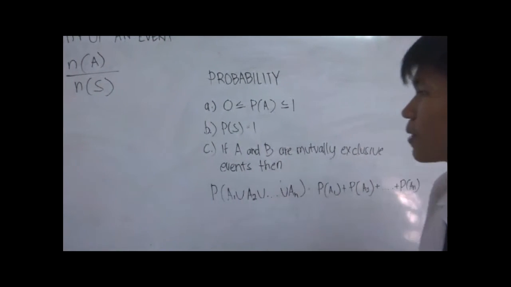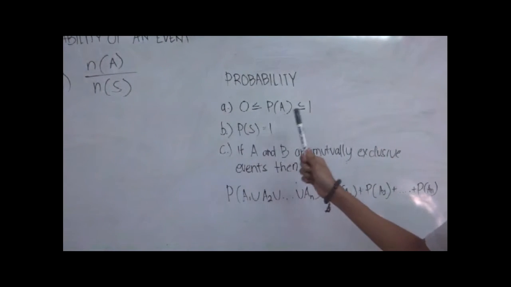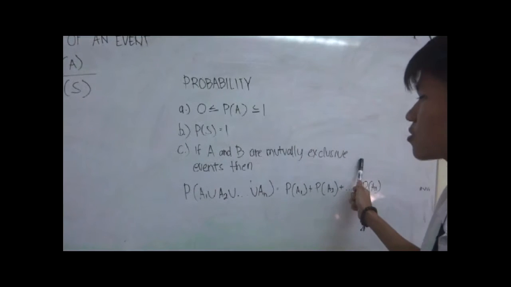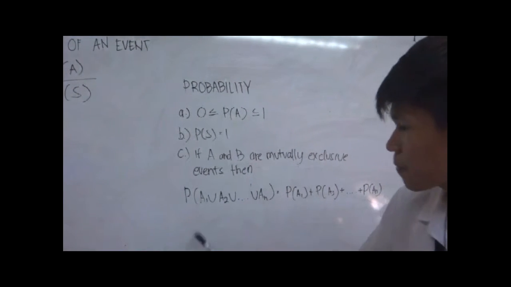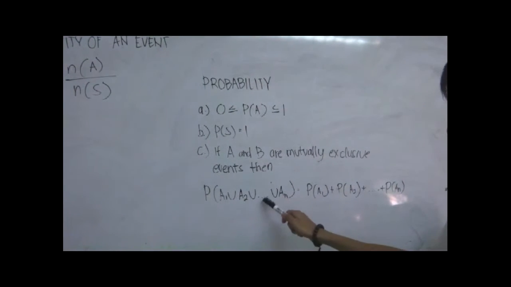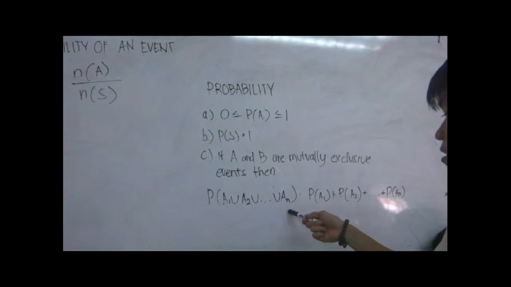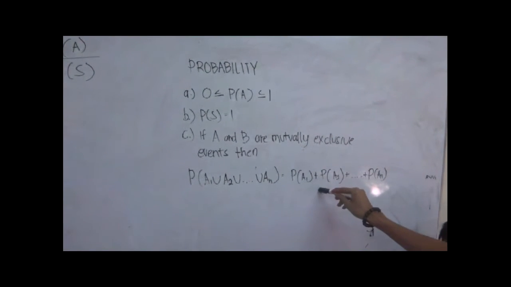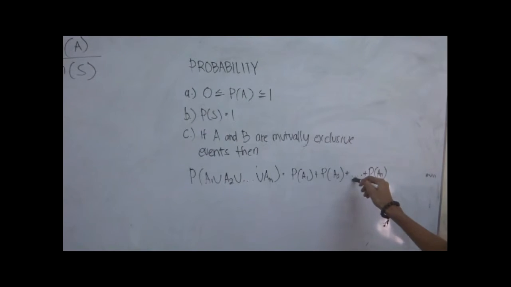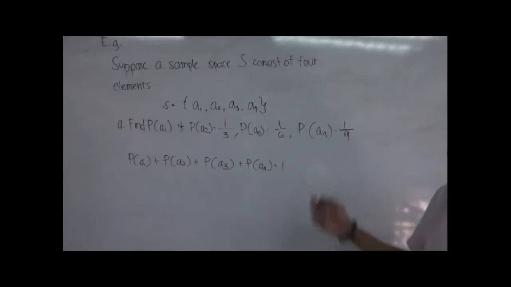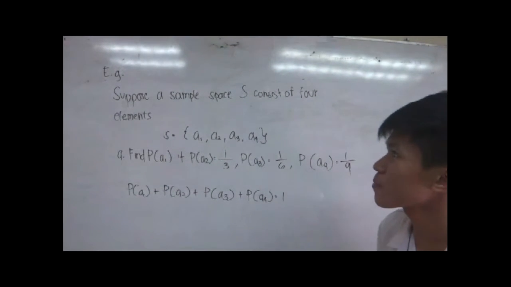B. Probability of S is equal to 1. C. If A and B are mutually exclusive events, then probability of A sub 1 union A sub 2 union ... until A sub n is equal to probability of A sub 1 plus probability of A sub 2 plus ... probability of A sub n. And here is the example for probability of an event.